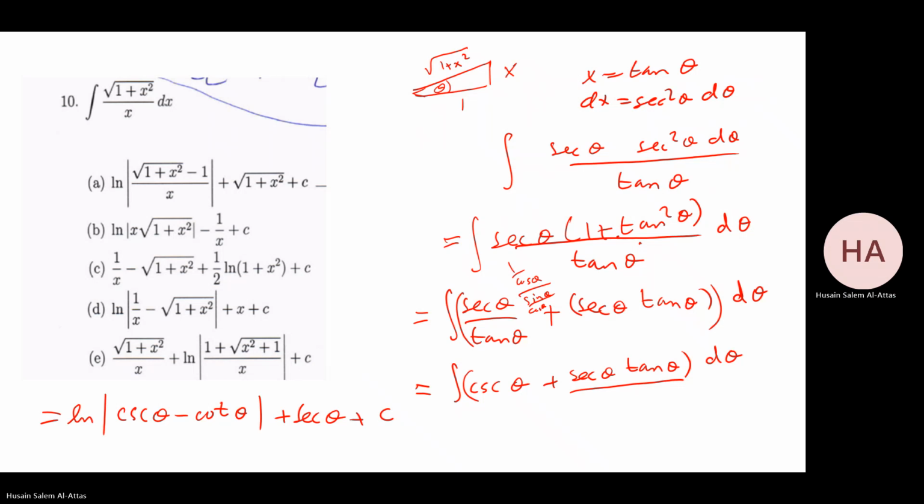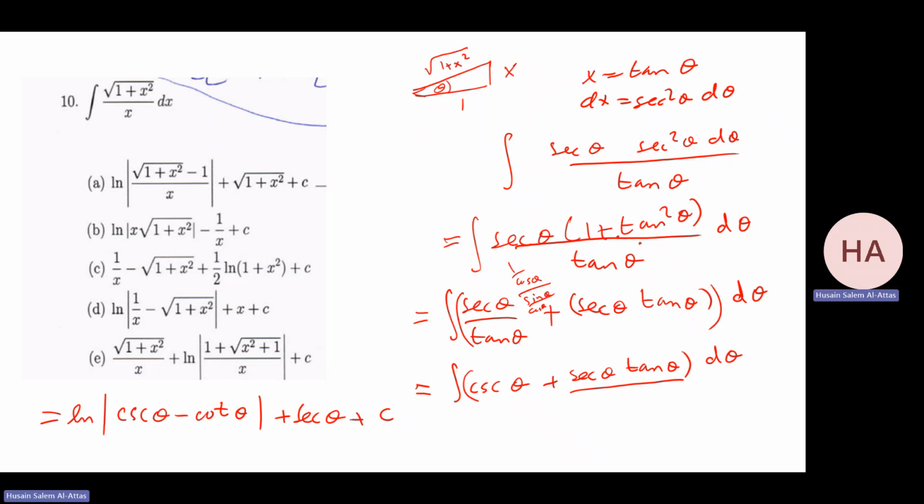That gives me what? Cotan will be adjacent over opposite. Secant will be what? Secant is hypotenuse over adjacent, which is the square root of 1 plus x squared, plus c, and this will be the answer.